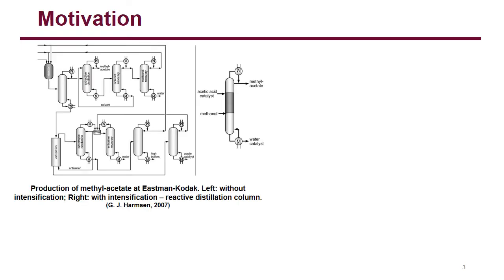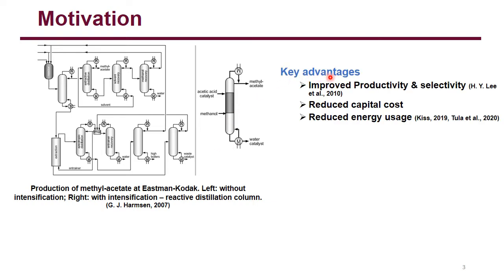So what is the motivation of the work? Here we can see that for the production of methyl acetate, the Eastman Kodak company were able to bypass a series of separators and reactors, and then they were able to achieve higher product purity by incorporating all the separators and reactors in a single intensified process unit, which we denote as a reactive distillation column. Some of the key advantages of these RD process units is the improved selectivity and productivity, because we are continuously removing product from the reactor domain.